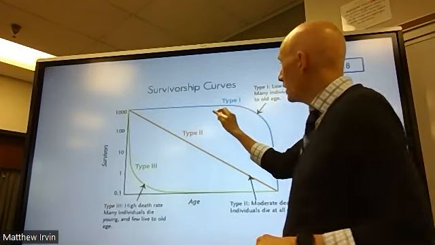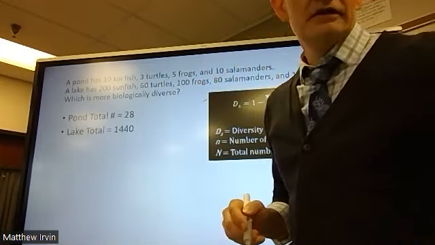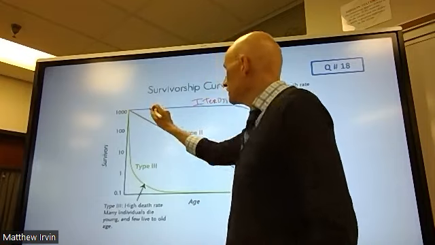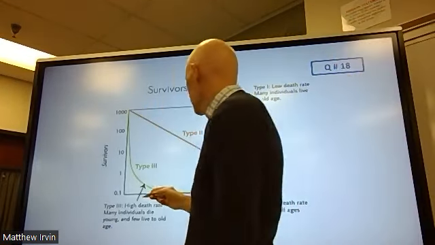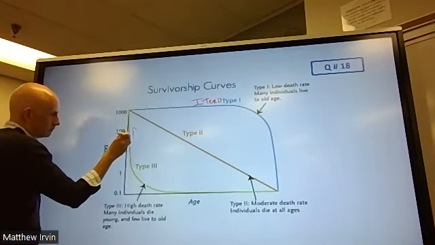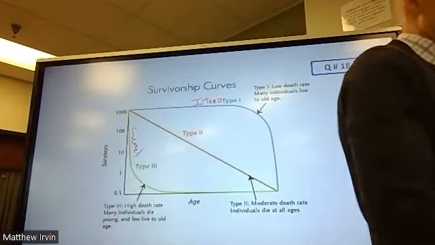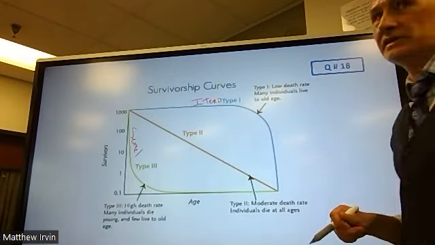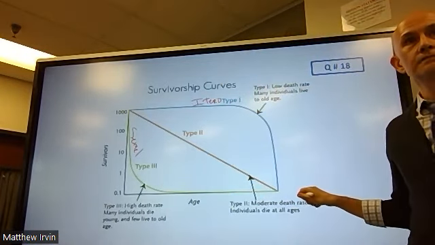With our type 1, this would be iteroparity, because we're getting lots of parental care to keep those babies alive. Your type 3 would be your semelparity: lots and lots of infant mortality, but once they get to a certain size, think about a sea turtle, once it gets big enough, it's going to live for a long period of time.